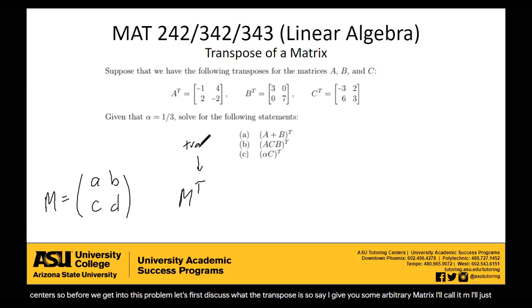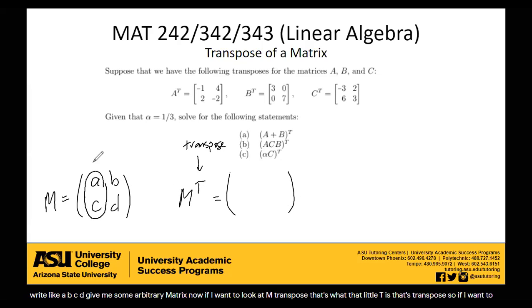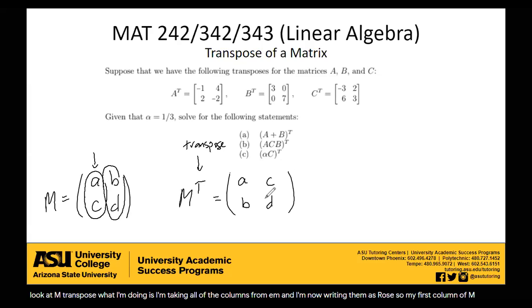That's transpose. So if I want to look at M transpose, what I'm doing is I'm taking all of the columns from M and I'm now writing them as rows. So my first column of M becomes my first row of M transpose, and my second column of M becomes my second row. So you're swapping all your rows with all your columns.